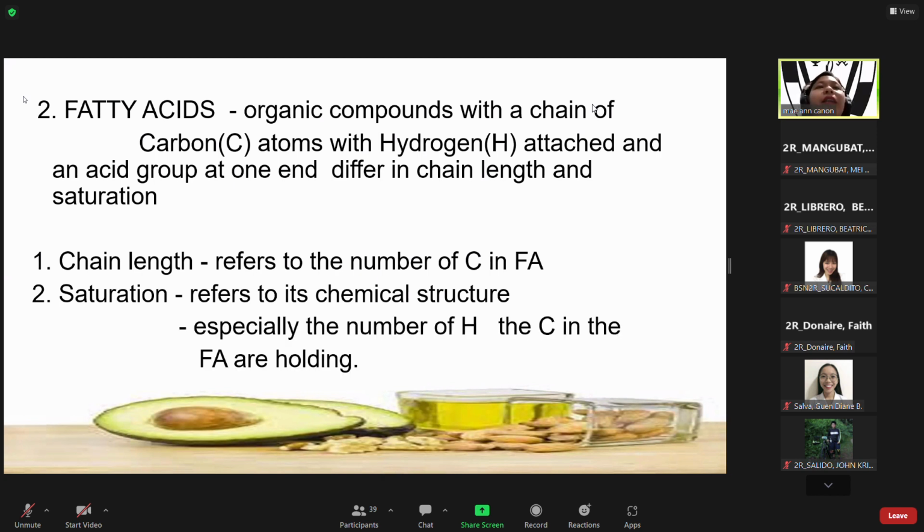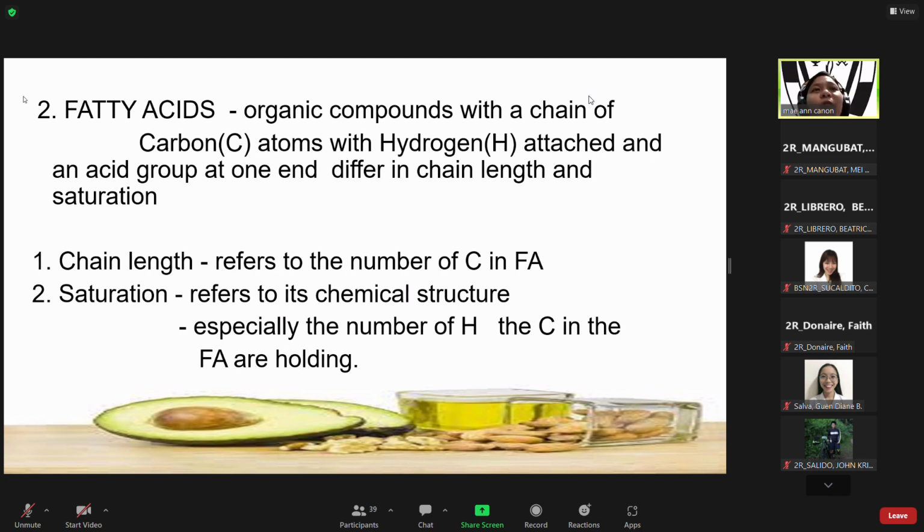Okay. So, when we say fatty acid, isa sa components sa imuhang triglyceride, they are organic compounds with a chain of carbon atoms with hydrogen attached to the acid group. Okay. And at one end, differ in chain length and saturation. Yung chain length naman, it refers to the number of carbon in fatty acid. Pasabot ani class, kapag more hydrogen atom attached siya sa imuhang kahit isang carbon atom.